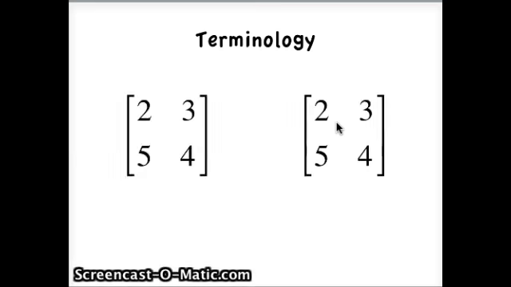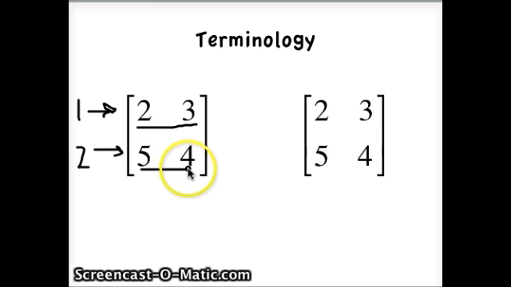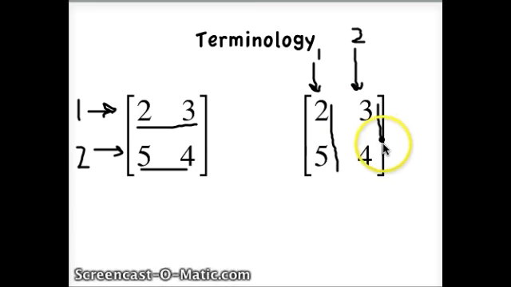Next, let's talk about the rows and columns of a matrix. So the rows, this is row number 1, this is row number 2. So rows run horizontally across, okay? So columns run up and down, so this is column number 1, this is column number 2, okay? So that's very important. Columns run up and down, rows run across, okay?